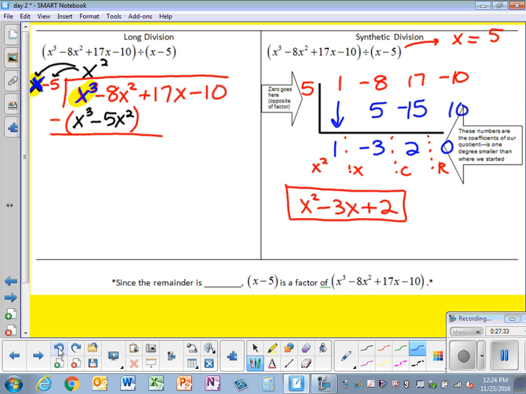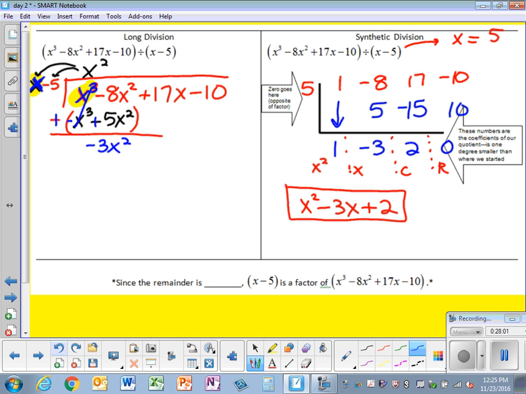If you want to distribute the negative first, we can do this and then change the signs inside. So then x cubed plus a negative, that goes away. Negative 8x squared plus a positive 5x squared gives me a negative 3x squared, right? Do we move the negative 3x to the top then? Nope.